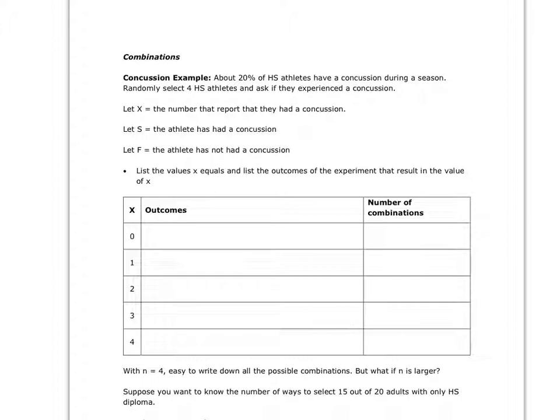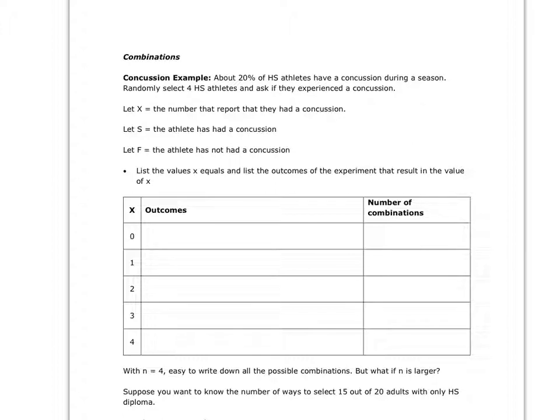So we have 20% of high school athletes have a concussion during their sports season. We're going to randomly select 4 high school athletes and ask if they experienced a concussion. So this is kind of like an experiment, and the outcome is going to be they have a concussion or they don't have a concussion. We're going to let X be the number that report that they have a concussion out of these 4 athletes that are questioned. And we're going to label the outcomes with S if the athlete has a concussion and F if the athlete has not had a concussion.